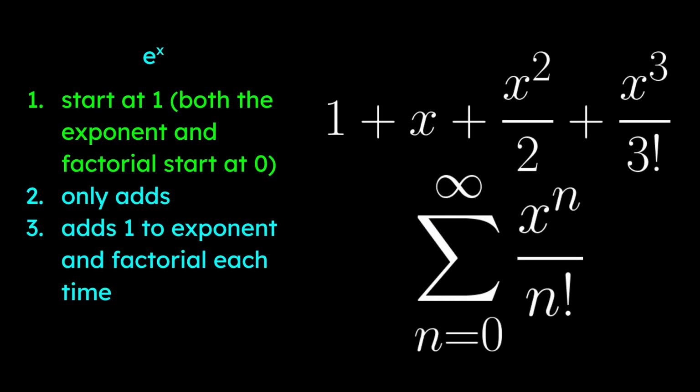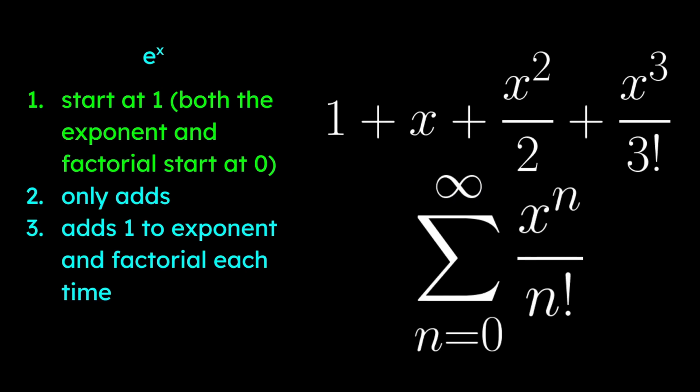The third of these is e to the x. We did a Taylor series question on e to the x already, and if you remember how that one went, you could see a pattern going on with the powers and factorials. E to the x has the exponent and the factorial start at 0, and it keeps on adding 1 to both forever. It's also always positive.